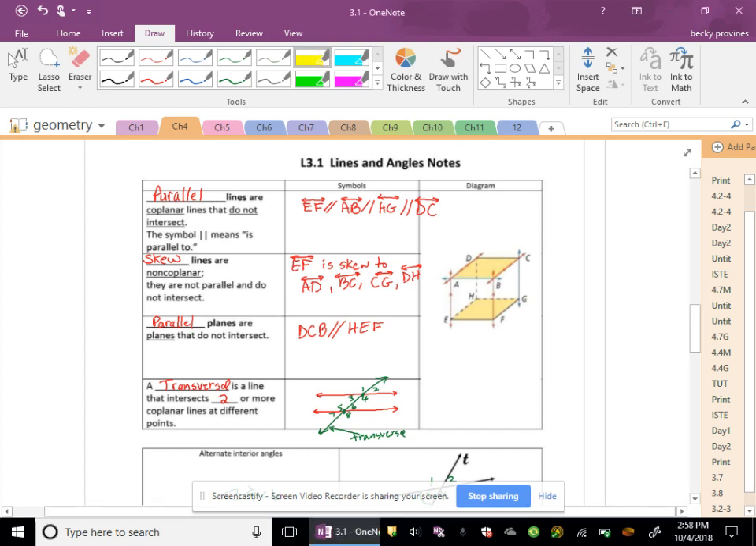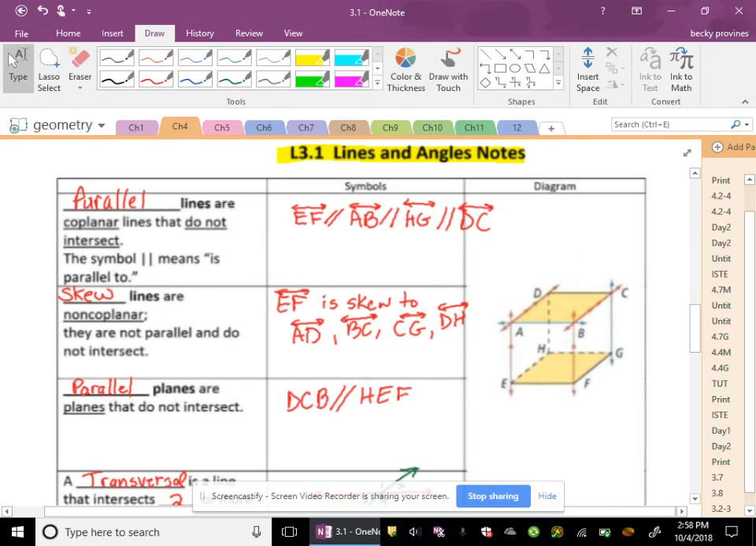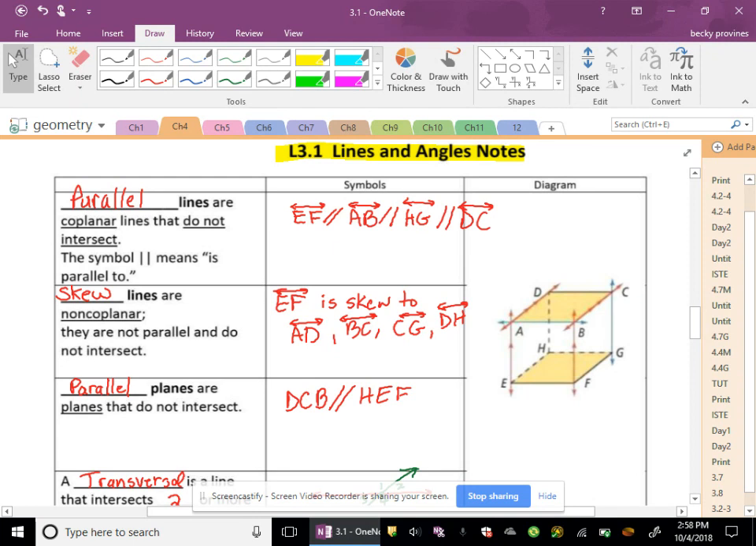Hi, today we're going to go over lesson 3.1 over lines and angles. So what we're going to do is define some pretty basic terms here. The first one is parallel. These are lines that are coplanar and they do not intersect.